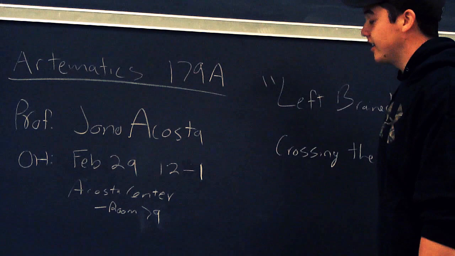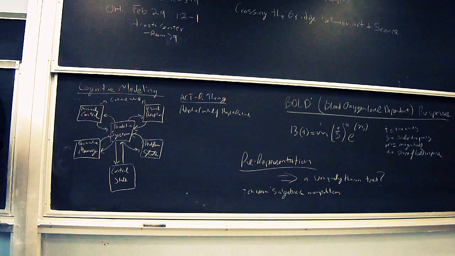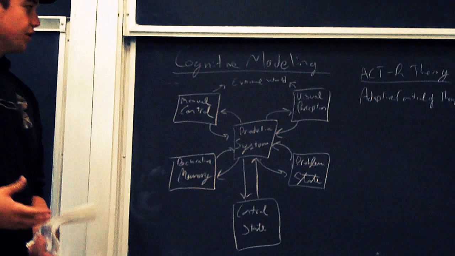So let's begin. First we're going to start with cognitive modeling, because art is a combination of all the human aspects: the ability to create sound, the ability to create physical art, painting, drawing, abstract, everything within your mind. So first we're going to begin with how the brain works in a basic way.